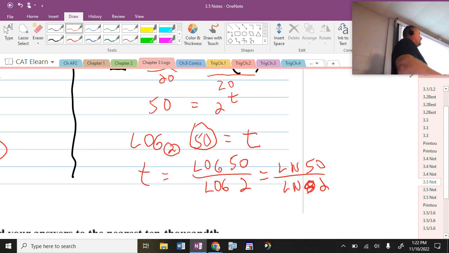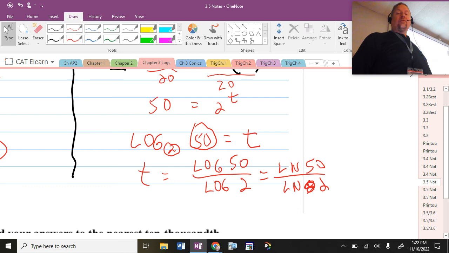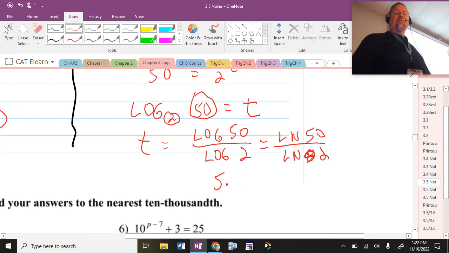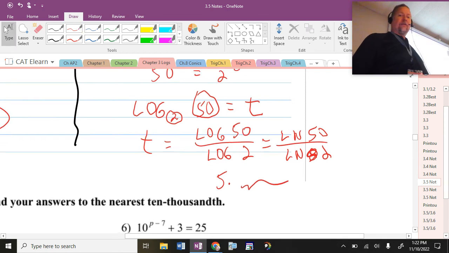Did someone type it on their calculator? It should be 5 point something, because you know what 2 to the 5th power is? 32. 2 to the 6th power is 64. That's between 32 and 64. So 5 point something. Just type it on your calculator. I'm done.